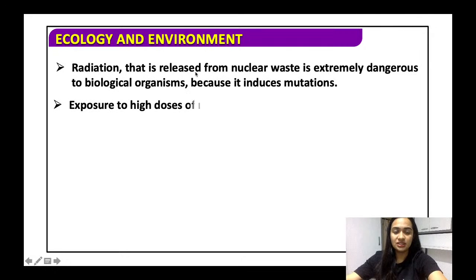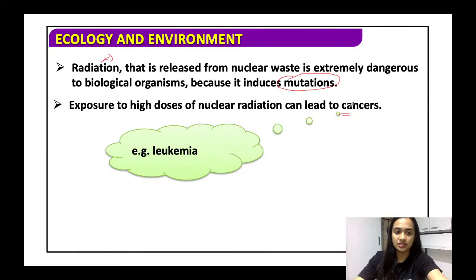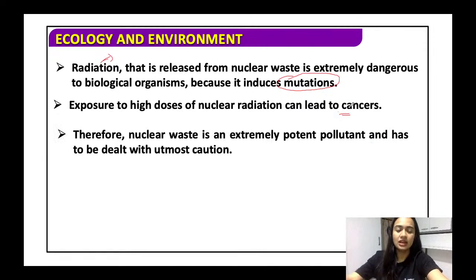So, radiation is the release from the nuclear waste that is extremely dangerous to biological organisms because it will induce mutations. तो अगर ये radiation environment में harmful way में release हो गया तो ये क्या lead करेगा? It will lead to mutations, and mutations will lead to genetic disorders, and we do not want that. It will basically affect the entire population. So exposure to high doses of nuclear radiation can lead to cancers and genetic disorders. Example, leukemia. ठीक है?